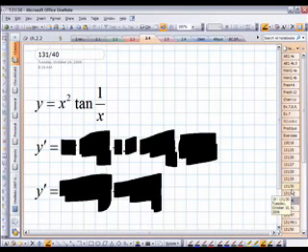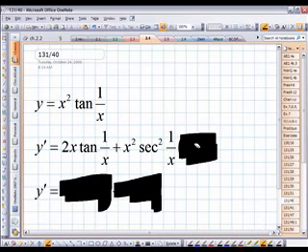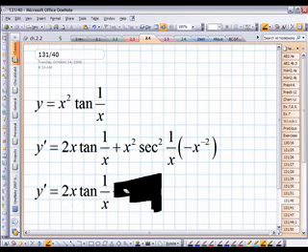Okay, x squared tan of 1 over x. Again, we've got power rule, product rule, chain rule. So derivative of x squared is 2x times tan 1 over x plus x squared times the derivative of tan 1 over x. Working your way from the outside in, derivative of tan is secant squared, derivative of 1 over x is negative x to the negative 2. These are going to cancel, and so we can simplify this a little bit, write it like that.